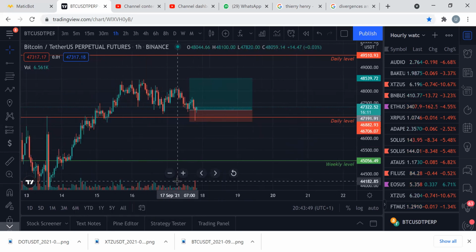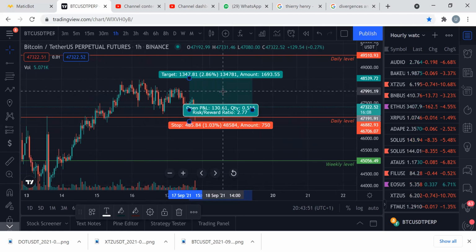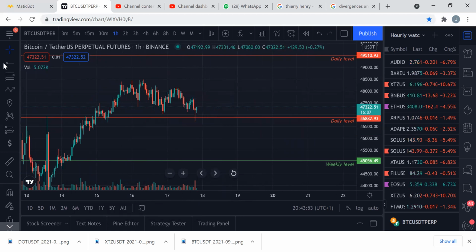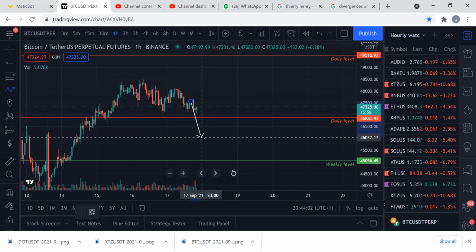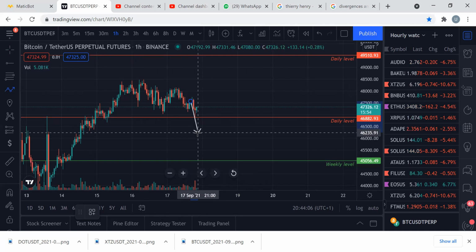So that is it. Now, the other possibility is that instead of bouncing off, it breaks it up like this. If it breaks it like this, what's going to happen? 80% of the time, after breaking out like this, you will not do anything if you don't have a pending order. If you have a pending order and it breaks out like this, you just leave it, let it hit stop loss. Don't worry, you will recover the loss.